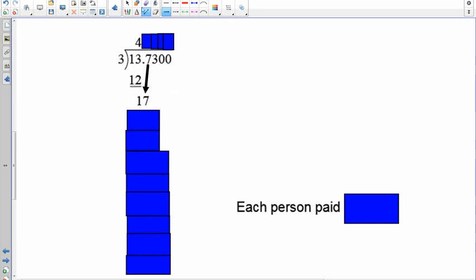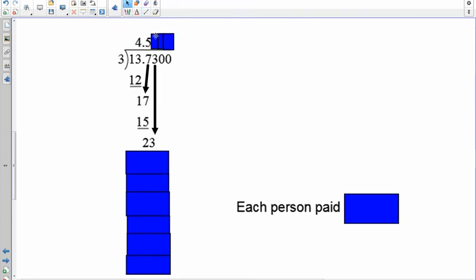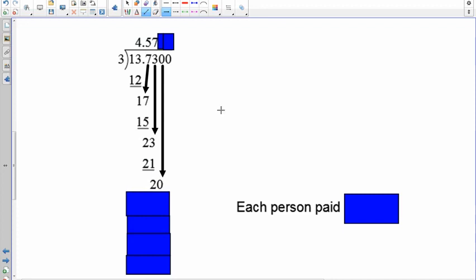Now, 3 goes into 17 5 times, sorry, because 3 times 5 is 15. 17 take away 15 gives you 2. Now, bring down the next digit, which is the 3, and we now have 23. Now, 3 goes into 23 7 times, and 3 times 7 is 21. You subtract, you get 3 take away 1, which is a 2, and now you bring down the next digit, which in this case happens to be a 0.